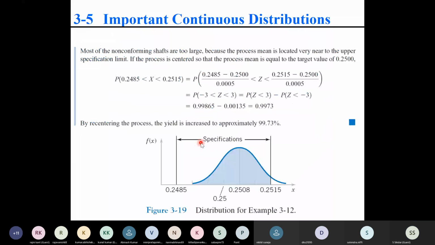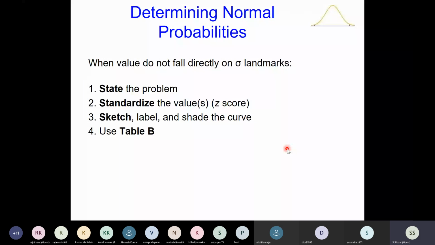So that's the way it is done. As I said, this is 0.2515, and let's say this is 0.2485. So you are just subtracting one from the other. Similarly, you can solve this kind of problem anywhere if it is asked of you. In case of any problem where the values don't fall directly on the sigma landmark, you have to state the problem and standardize the values. That means you have to find the z score.